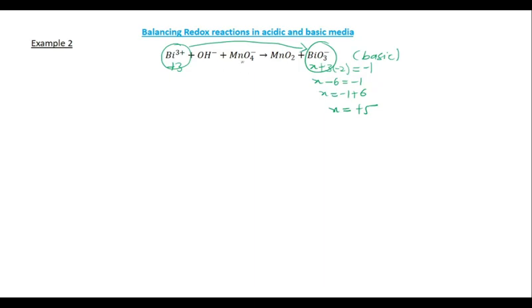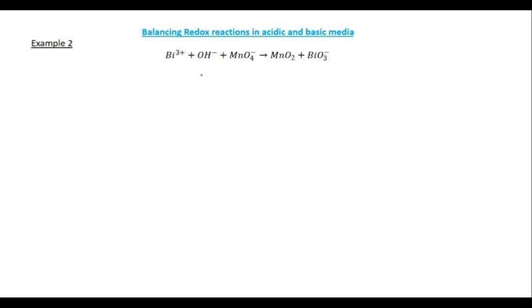Now the moment we know these two are undergoing oxidation, it means this and this are undergoing reduction. Okay, it's just that simple. Once you find one, the second one is automatically the opposite. So let's go ahead and solve our problem. So our oxidation half for this is Bi 3 plus, giving us BiO3 minus.